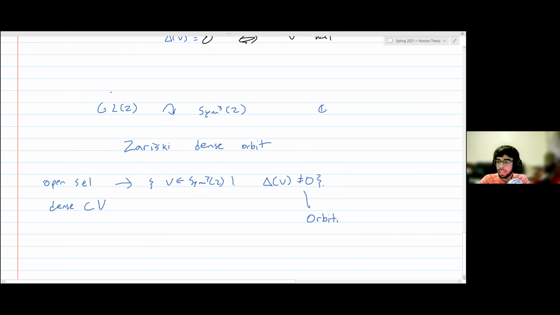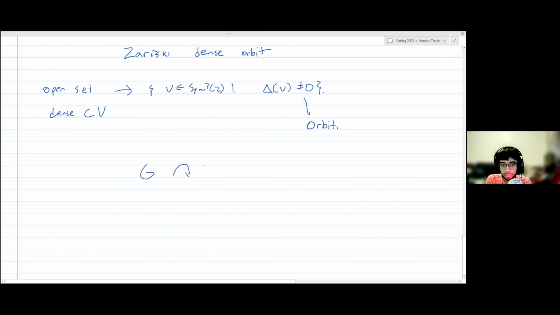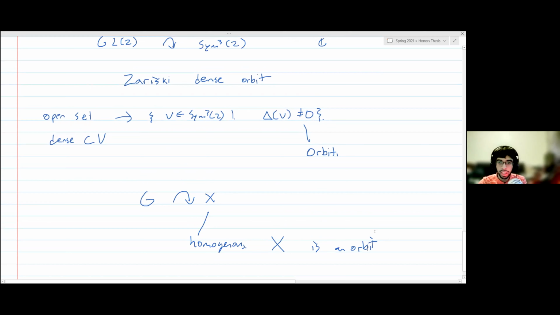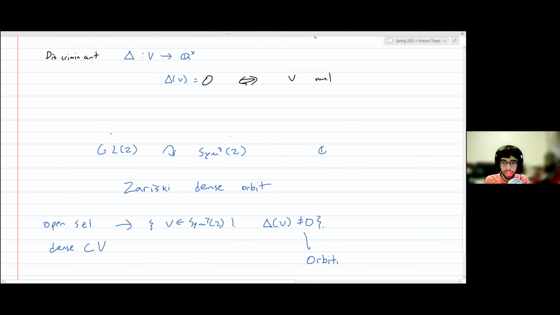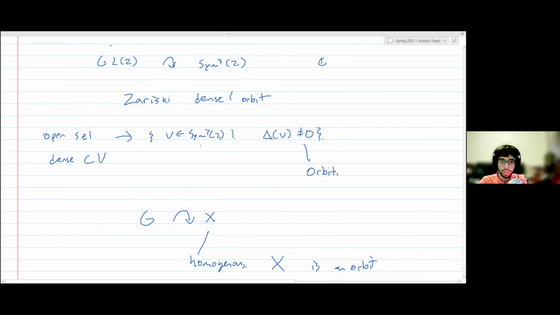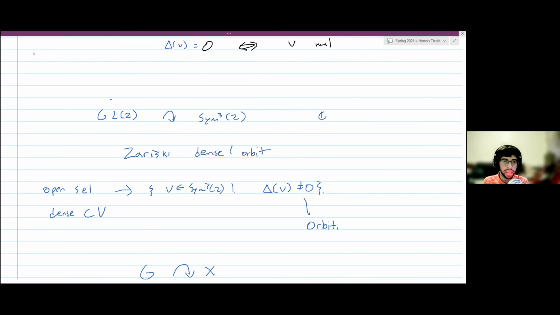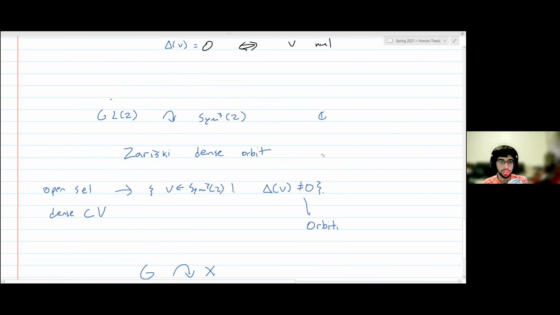And so that makes this a prehomogeneous space for this. In the usual terminology, a group acting on a space X is called homogeneous if X itself is an orbit. So if X itself is a single orbit, then it's a homogeneous space for G. Here, I don't have a single orbit, but I do have a Zariski dense orbit, so the closure of this orbit is the whole space. It's called prehomogeneous because I don't have the whole space being an orbit, but I do have the closure of some orbit being the whole space. So that's why it's prehomogeneous.